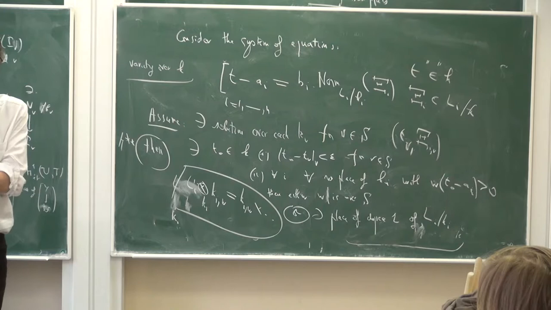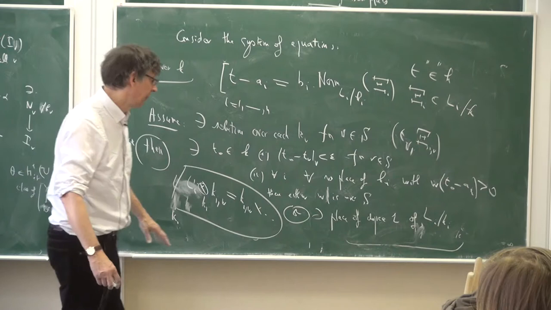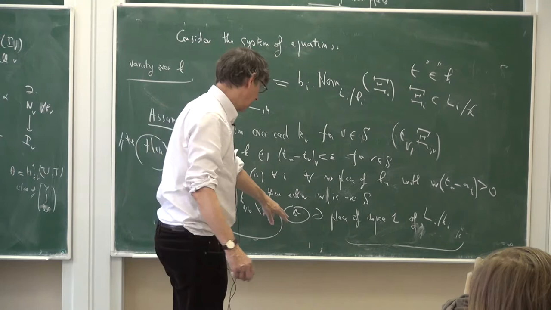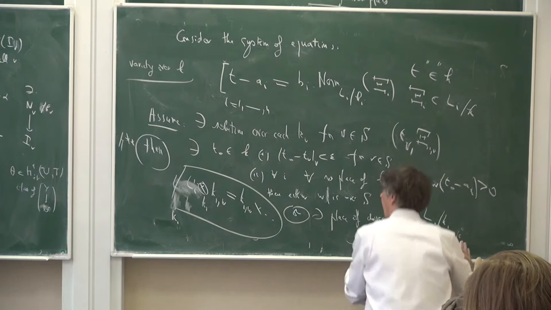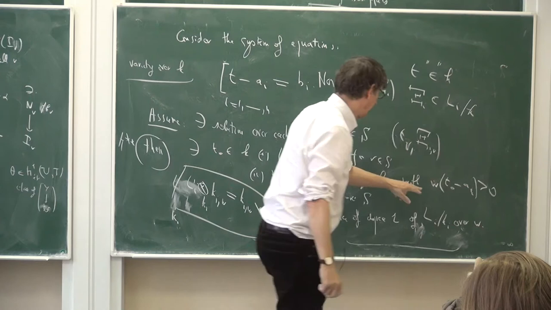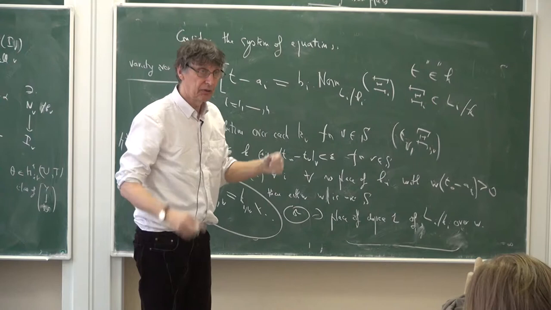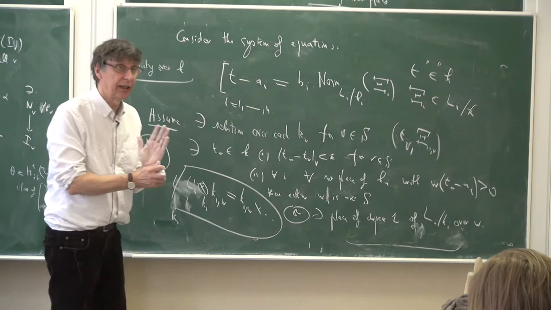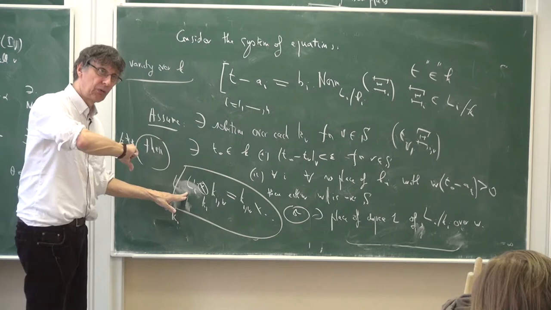So I will repeat. The condition is the two here. Or there exists a place of degree 1 of L_i over k_i over w. So we look at the places w with w of t_0 minus a_i strictly positive. We don't care about the other ones. Then we want something about the extension L_i over k_i. We want w to have a place of degree 1 on this extension.